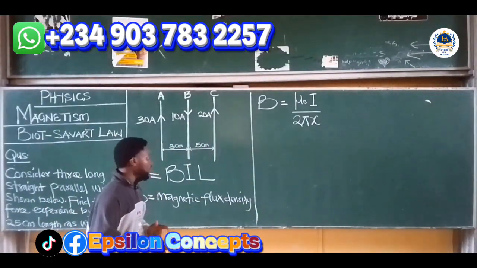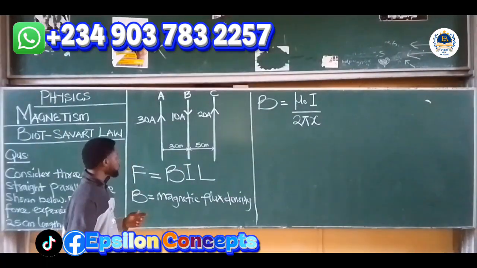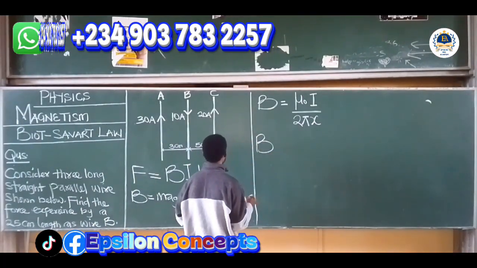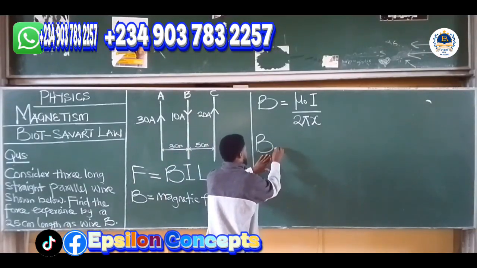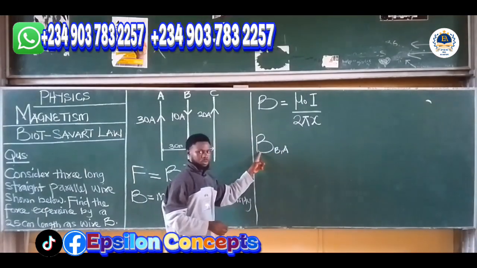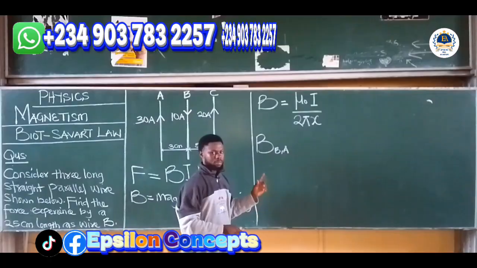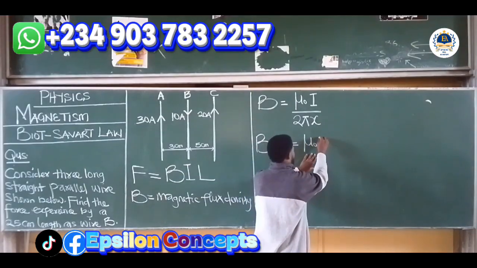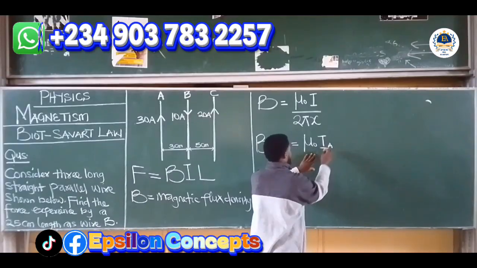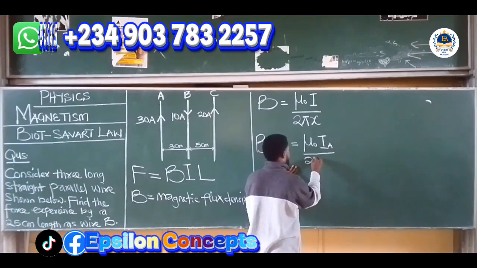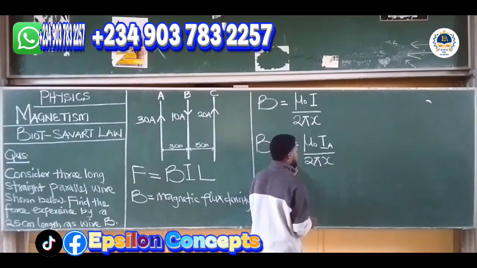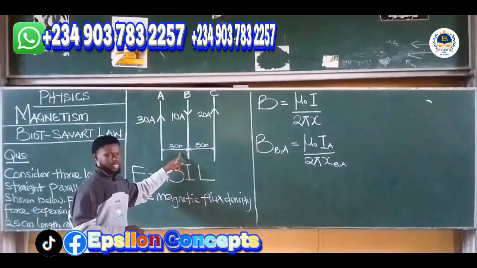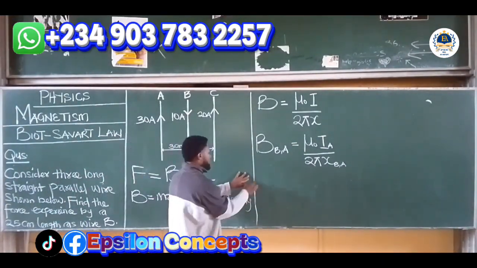So the first step is that we are going to determine the magnetic field B produced by A at B, written as B, A. The formula will be equal to mu naught times the current at A, divided by 2 pi times the distance AB.